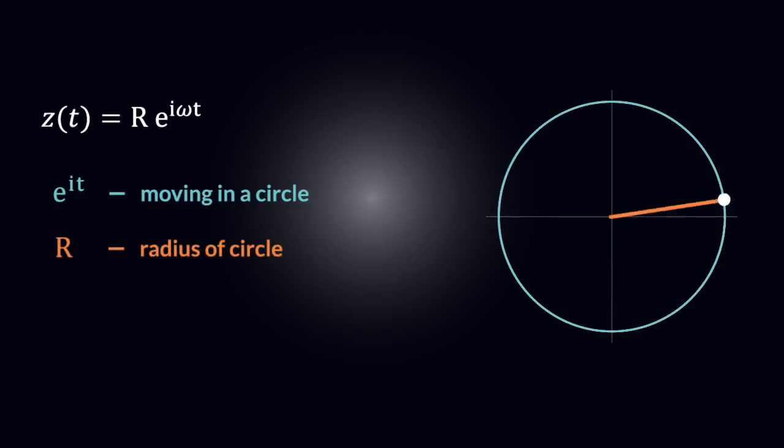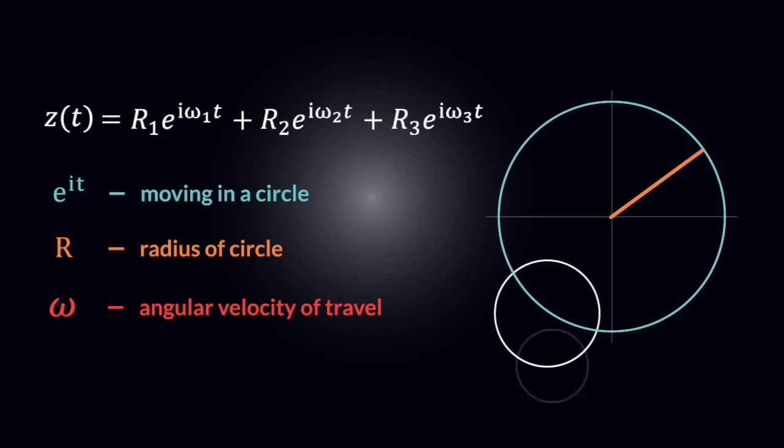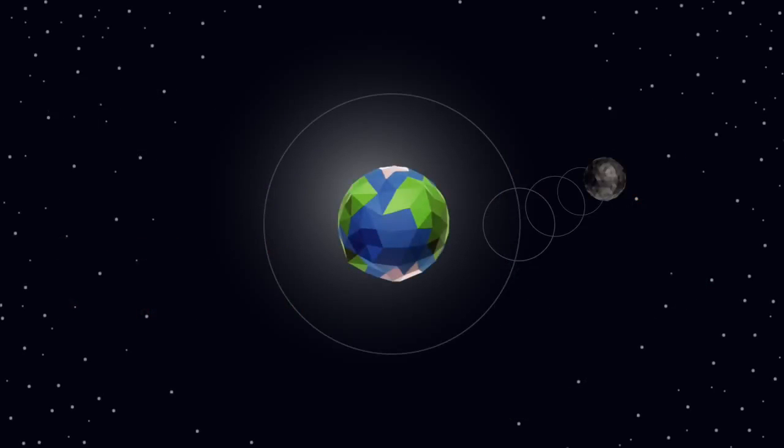The r represents radius and controls how big the circle is. The omega represents angular frequency and controls how fast the circle rotates around. Representing circles rotating on circles is simply adding up more of these terms. When we add more and more, reaching an infinite number of circles, we now have what is called the Fourier series of the orbit.